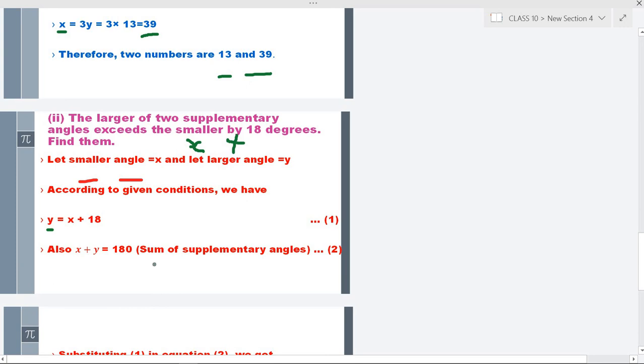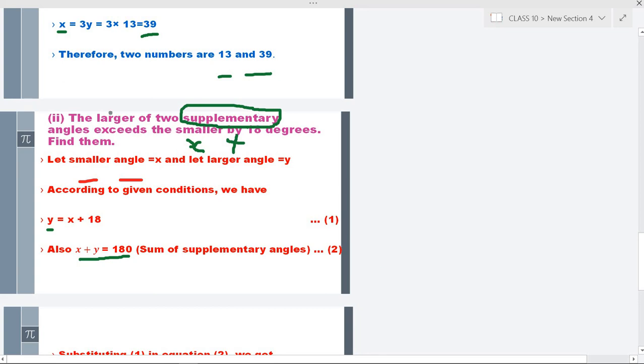Now what about the second equation? Usually you find both the equations in the question, but this is a bit of a tricky question. Here you will not find the second equation, so don't search for it over here. Here you have to use your prior knowledge about supplementary angles. What is the sum of supplementary angles? The sum of supplementary angles is 180. This is your prior knowledge which you have to use in order to form the second equation. So x plus y is equal to 180. This will be your second equation.